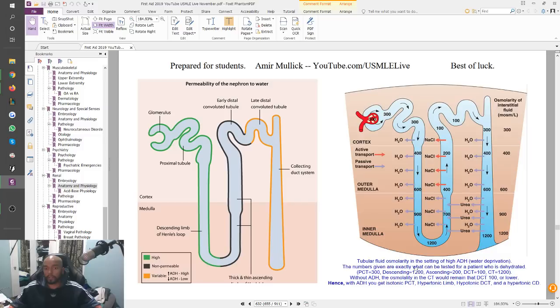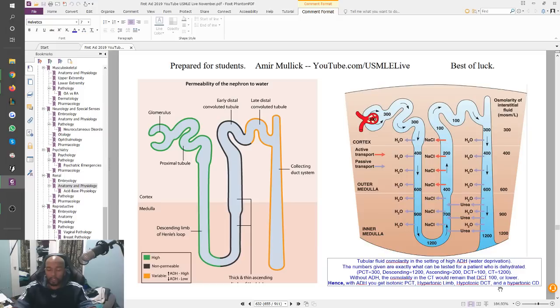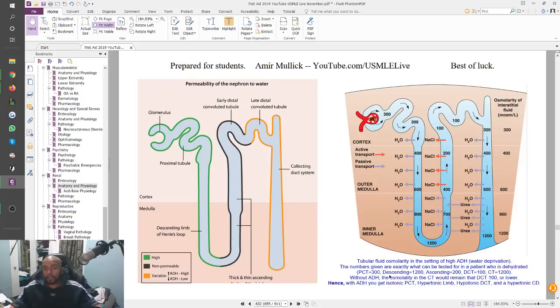So you can see tubular fluid osmolarity in the setting of high ADH in water deprivation. The numbers given are exactly what can be tested for in a patient who is dehydrated. So PCT 300, descending 1200, ascending 200, DCT 100, and then CT 1200 again. Right. So basically, the numbers are very small up here and very big down here. That's all you really need to understand.